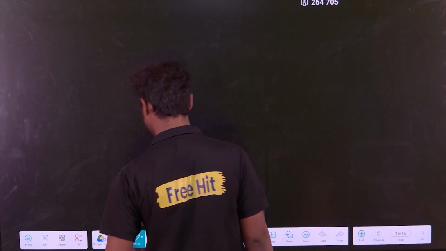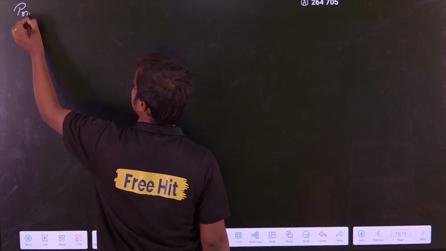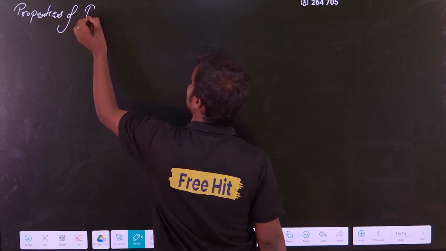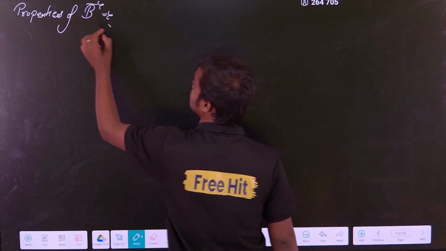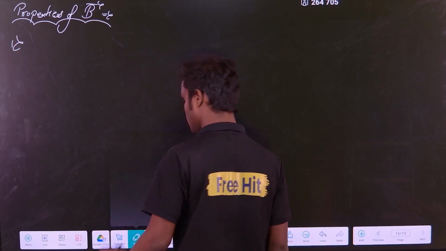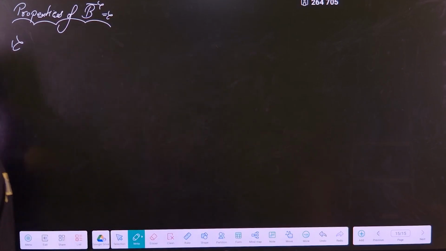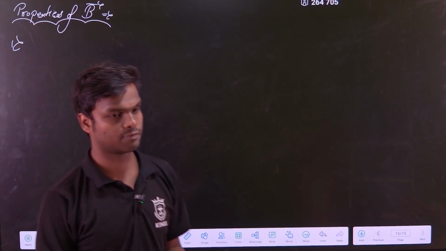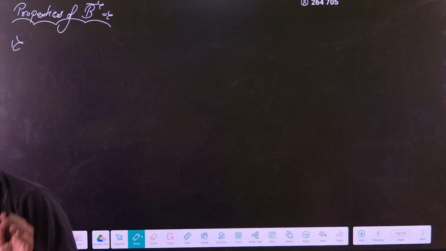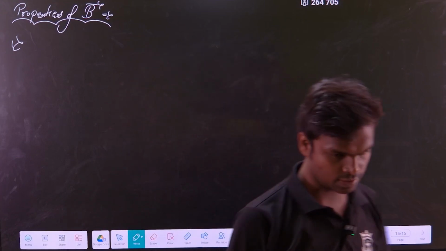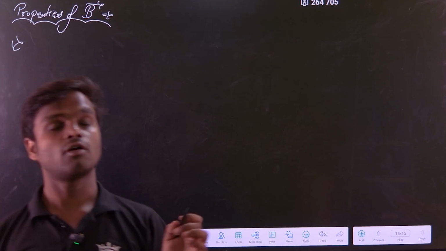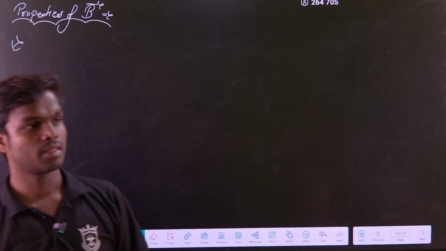Our very important topic is the properties of magnetic field lines. I hope you have revised all the properties of electric field lines. So let us start by revising them. Do you know what the first property of electric field lines is? Electric field lines always originate from a positive charge and go to infinity. That is the first property. Clear?